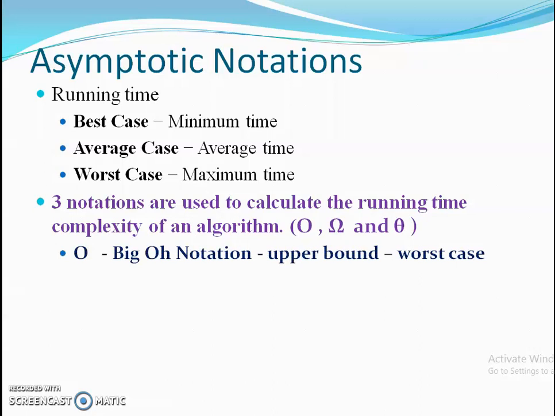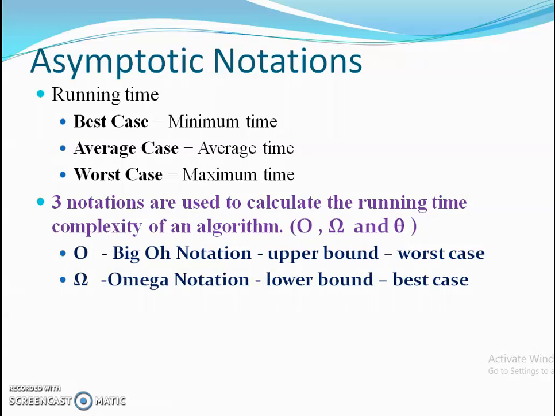Big O notation specifies the upper bound. For example, our algorithm executes and produces the output within 5 seconds, but our big O notation gives 10 seconds. The latency value is 10 seconds. That's why big O notation is used to represent the worst case.